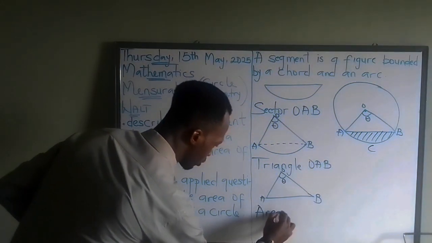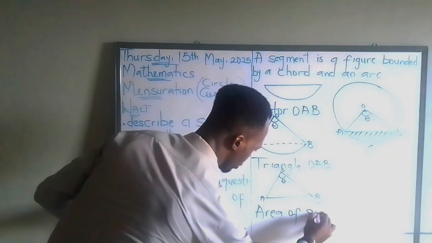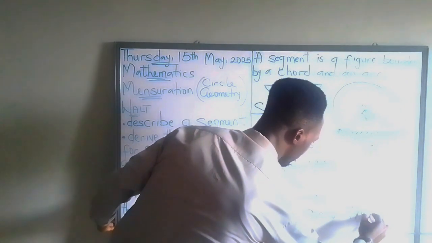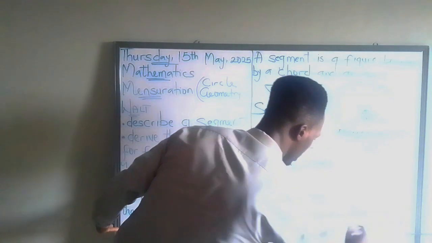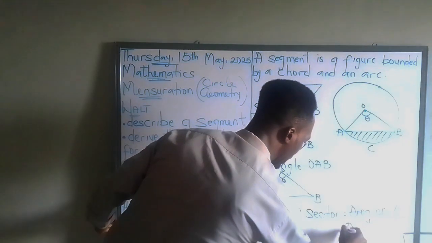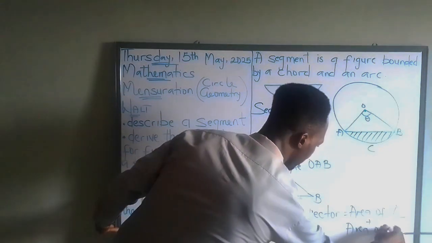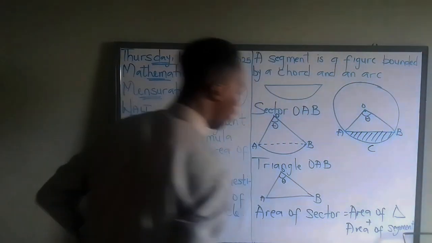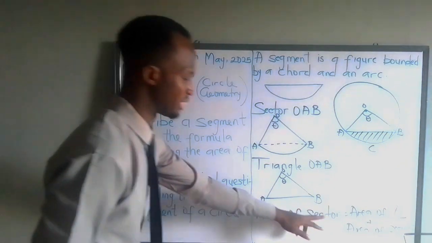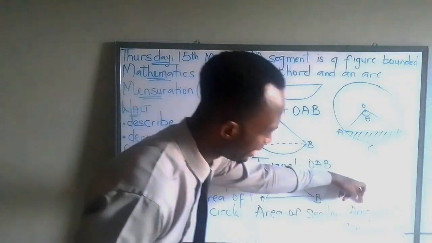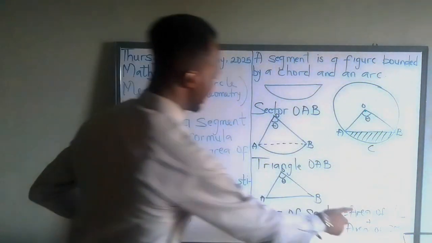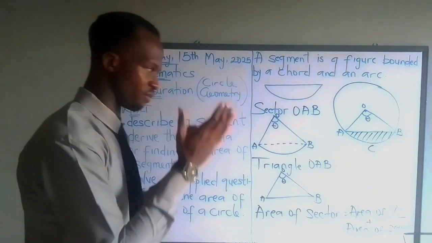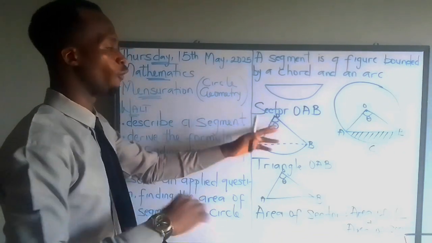Area of sector is equal to area of triangle plus the area of segment. Again, area of sector is equal to the area of the triangle plus the area of the segment. And that's because the triangle and the segment, both of them, come together to form a sector.